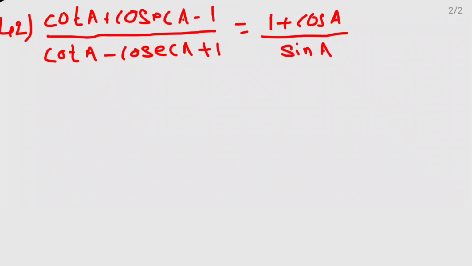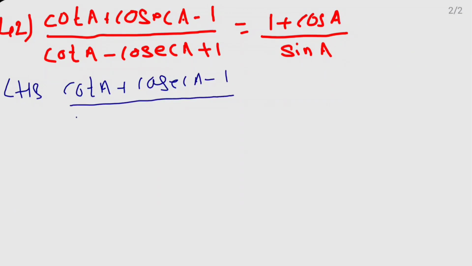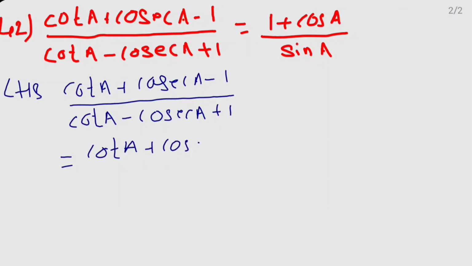So first write down here LHS. LHS equal to (cot A plus cosec A minus 1) divided by (cot A minus cosec A plus 1), and in the next step here, cot A plus cosec A as it is, minus 1.